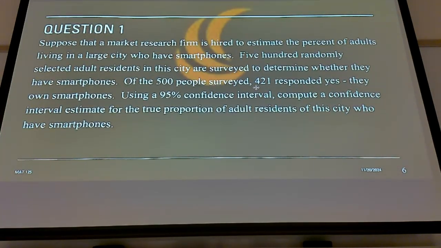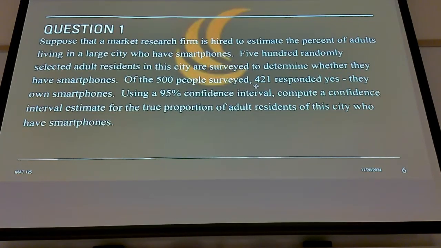That's better. Using a 95% confidence interval, compute a confidence interval estimate for the true proportion of adult residents of the city who have smartphones.